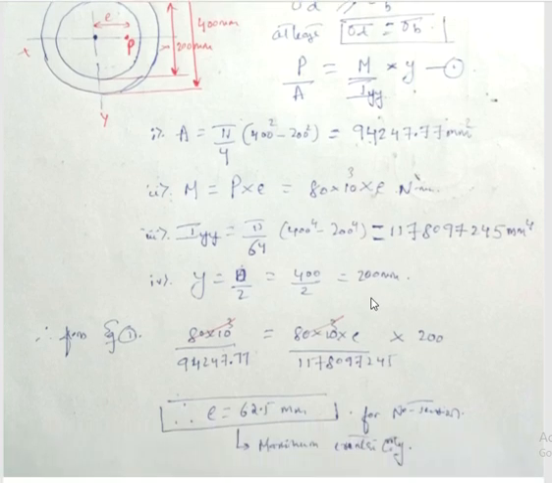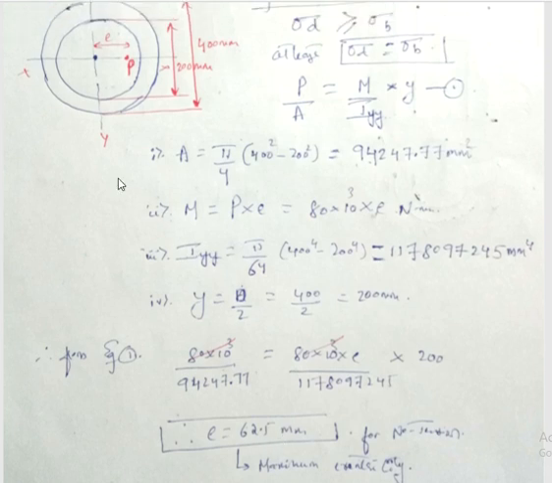Now substitute all the values in this equation. P is 80 into 10 raised to 3 Newton, as given in the problem, divided by the area I have calculated here, is equal to M, which is 80 into 10 raised to 3 into eccentricity E, divided by I by y, where I have calculated the value, substitute it here, into y is 200. From here I'll get the value of eccentricity E as 62.5 mm.